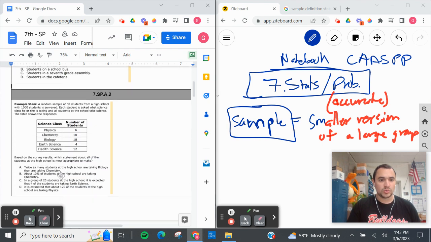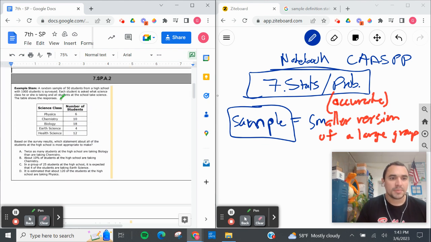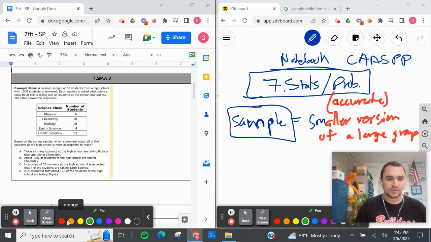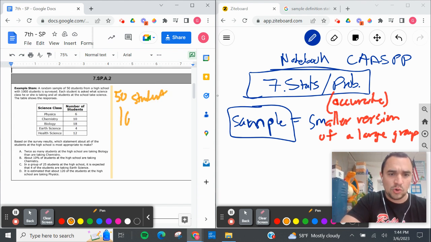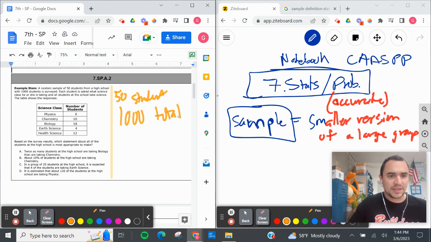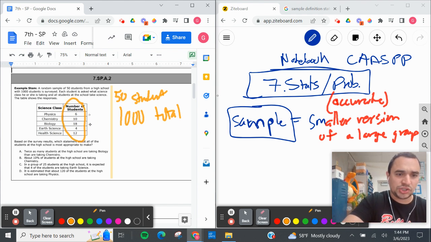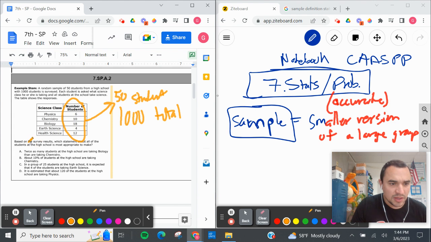All right, moving down to SP.7. A random sample of 50 students from a high school with 1,000 students total was surveyed. Each was asked what science class he or she is taking, and all students take science. So this table shows the results. That means all of this should equal 50 students. Based on the survey results, which statement about all of the students at the high school is most appropriate to take?